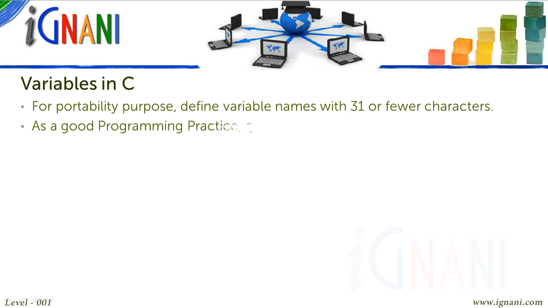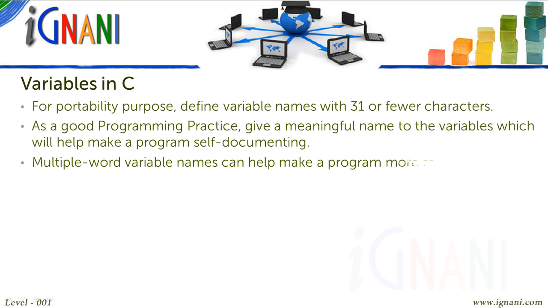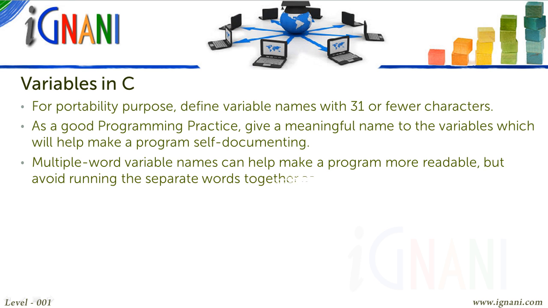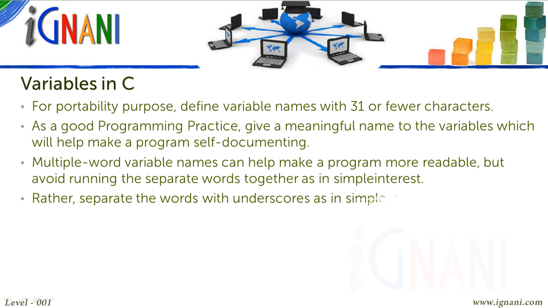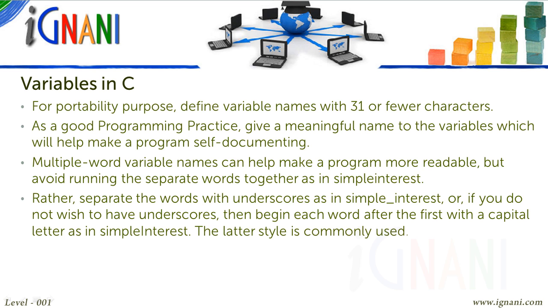As a good programming practice, give a meaningful name to the variables which will help make a program self-documenting. Multiple word variable names can help make a program more readable, but avoid running the separate words together. Rather, separate the words with underscores as in simple underscore interest, or, if you do not wish to have underscores, then begin each word after the first with a capital letter as in simpleInterest. The latter style is commonly used. Also let the variable name start with a lowercase letter.